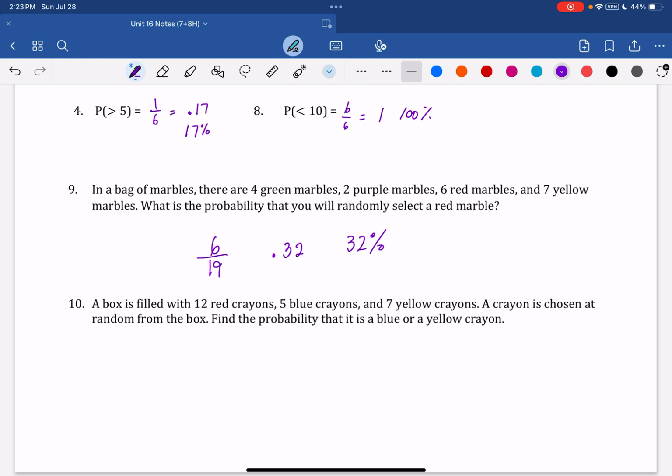A box is filled with 12 red crayons, 5 blue crayons, and 7 yellow crayons. A crayon is chosen at random from the box. Find the probability that it is a blue or a yellow crayon. So how many crayons do we have? Looks like we have 24 crayons in the box. And blue, we have 5. Yellow, we have 7. So we have 12 of either one of those total. So you have a 50% chance of either pulling out a blue or a yellow crayon.